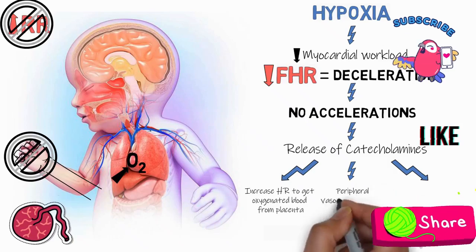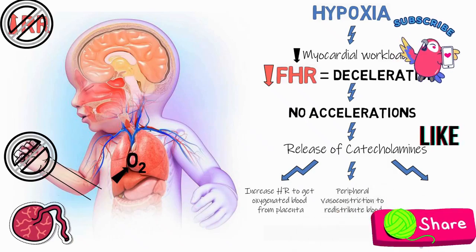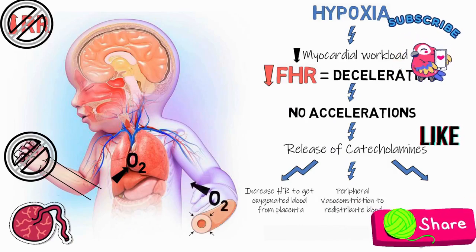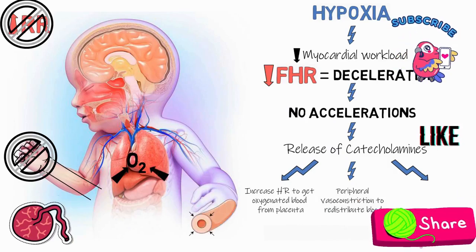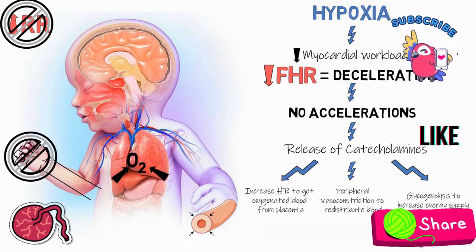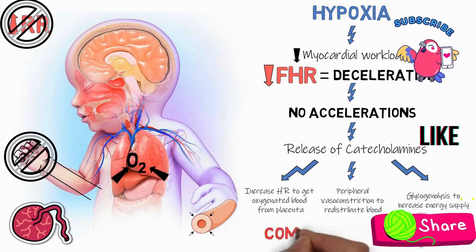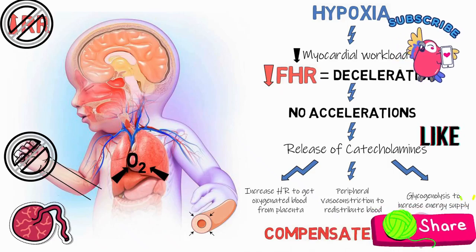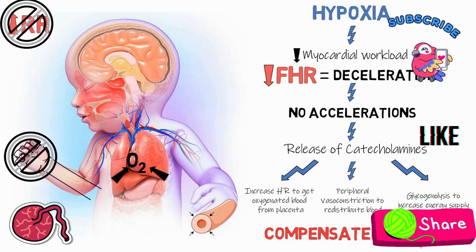Catecholamines will also result in peripheral vasoconstriction, therefore diverting oxygen to the vital organs. Lastly, catecholamines will also induce breakdown of glycogen to glucose to increase the energy available to be used by the fetal heart. All in all, this leads to a compensated response. Therefore, in the end, on the CTG we will see a stable baseline rate with reassuring variability.